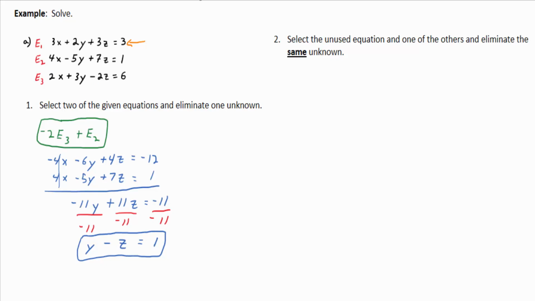So again, to show my work, I'm going to take 2 times E1, and then I'm going to add that to negative 3 times E3, or just go minus. You don't have to go plus a negative. Just go minus 3 times E3.